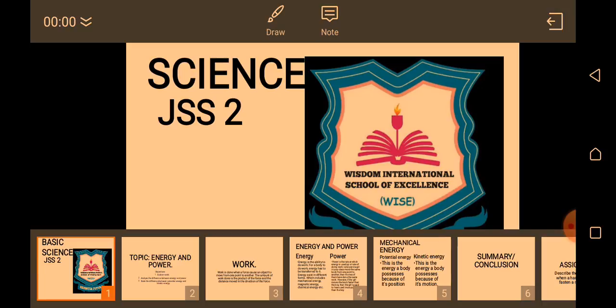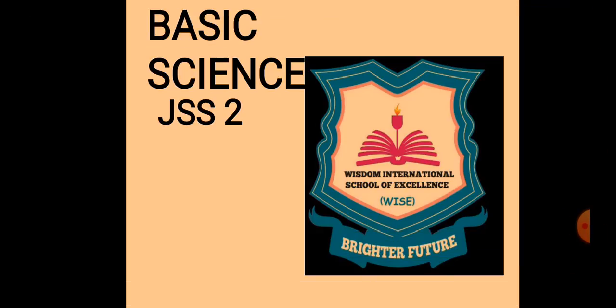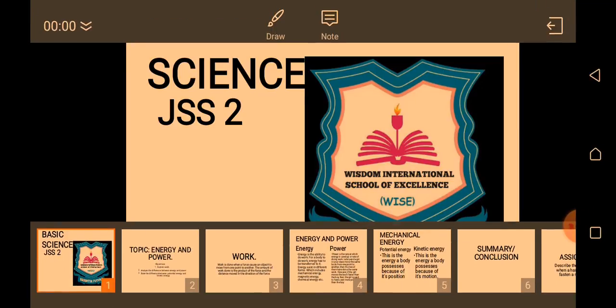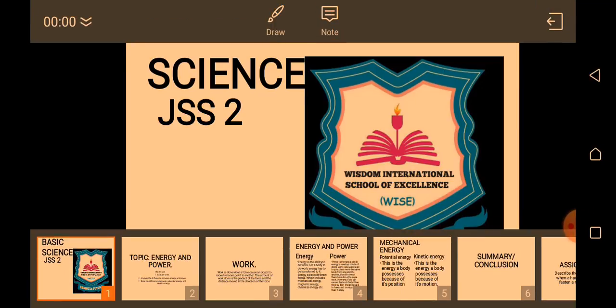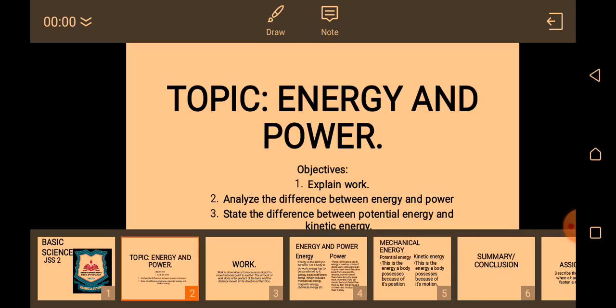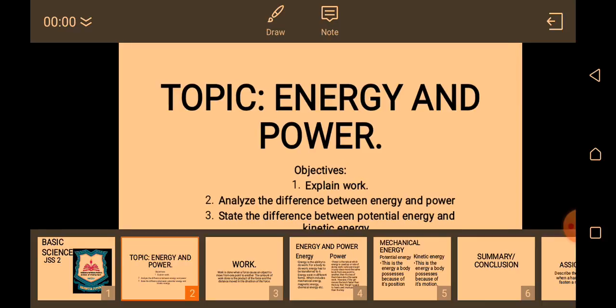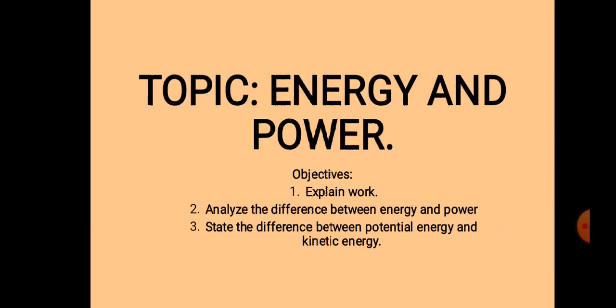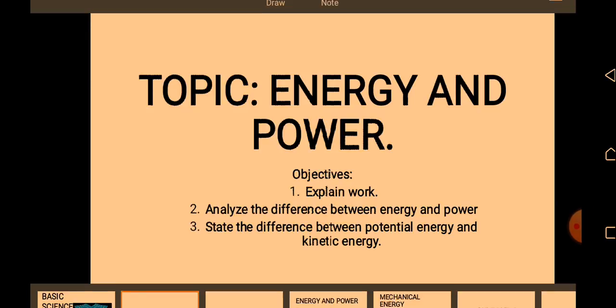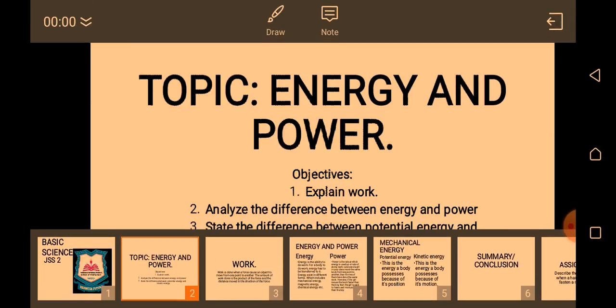We'll be having basic science this morning for GSS 2. Basic science for GSS 2, and our topic is energy and power. Our objective says we should explain work, analyze the difference between energy and power, and also state the difference between potential energy and kinetic energy. Okay, that's our objective. Explain work, the difference between energy and power, then the difference between potential energy and kinetic energy.